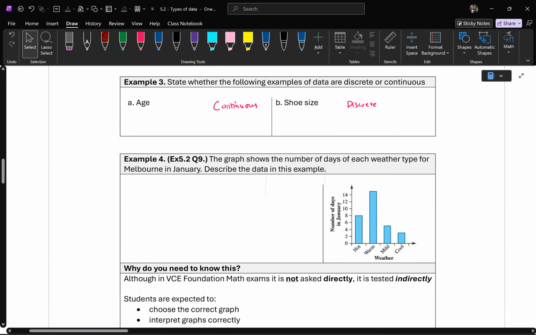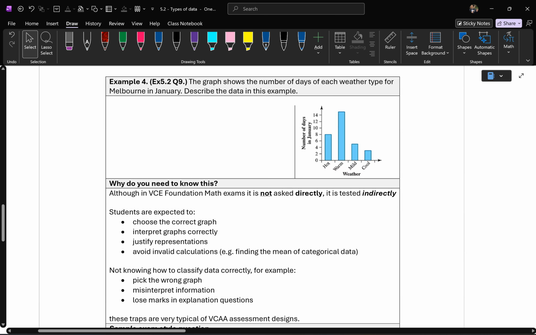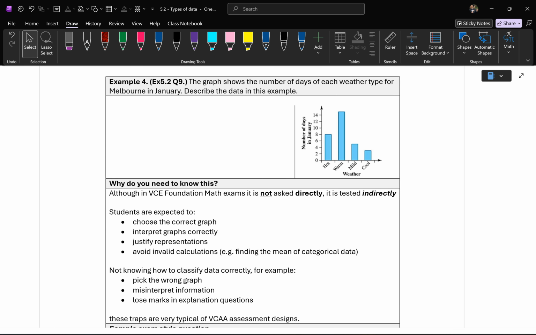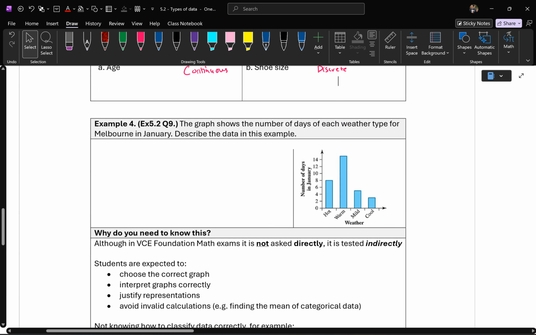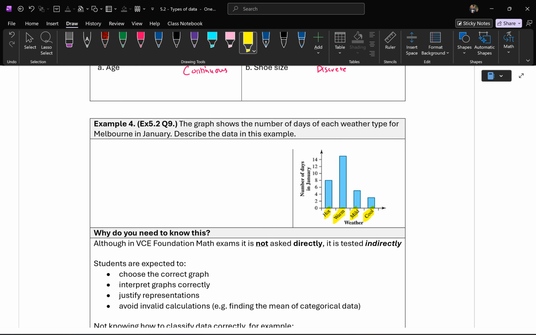All right. And then from here, it's pretty much year 12. If you're interested in seeing what it's like at year 12, that's 5.2 question 9 from the year 12 textbook. What are they getting you to do? So here's a graph. Notice it's a bar chart. Why is it a bar chart? Because they're not touching. Very good. But look at the data. Hot, warm, mild, cool. What type of data is that? Categorical. What type of categorical?